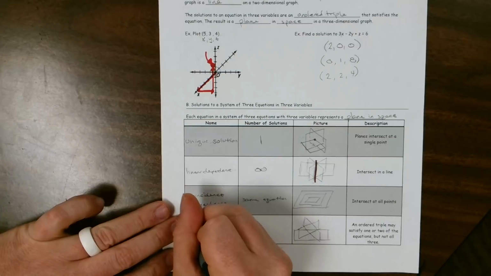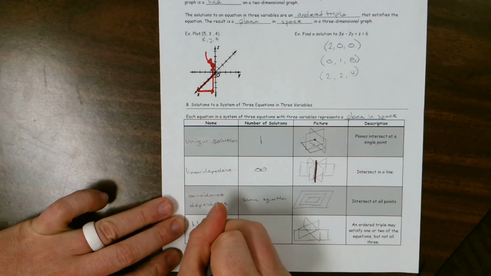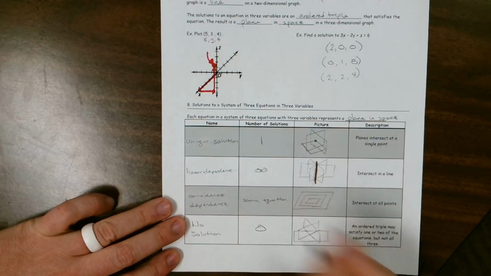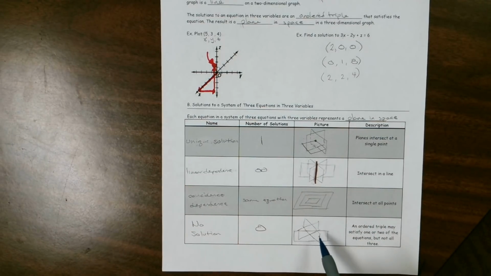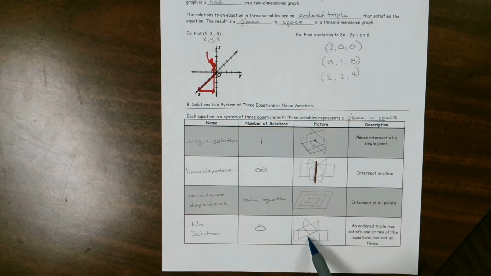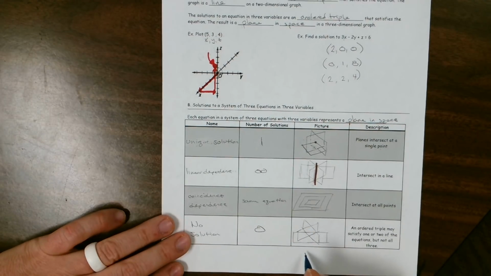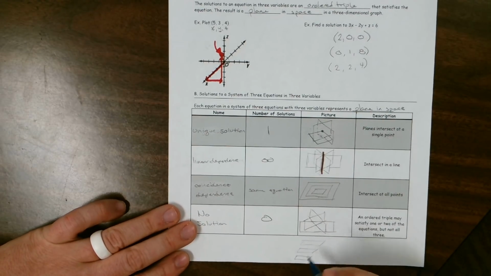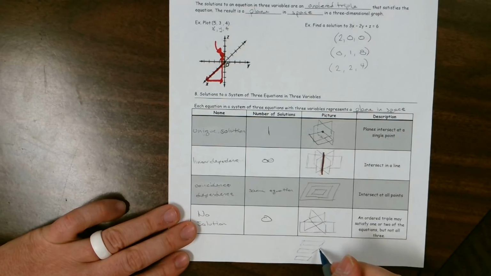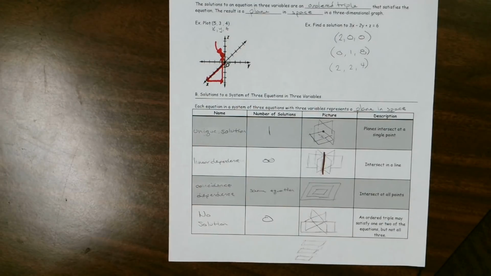And if we have no solution, then we have zero solutions, and we have essentially three planes that never intersect all at the same time, kind of like this, but they never intersect. Two may be intersecting, but they never intersect the third. Another way of thinking about this is if you have three planes that are all parallel to each other, they will never intersect. Therefore, there will be no solution.